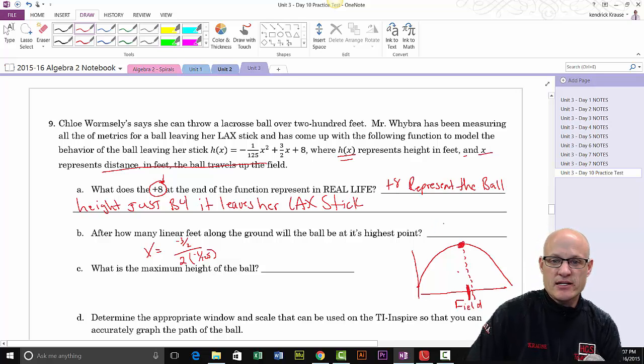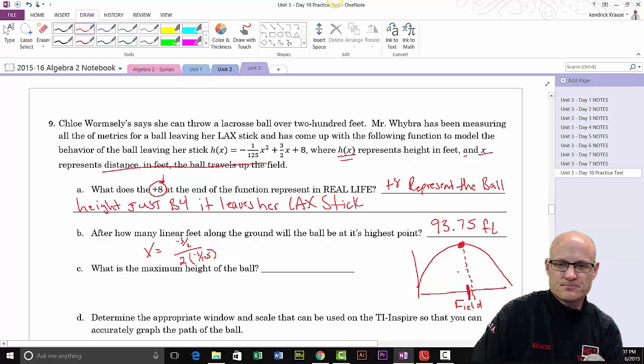So 93.75 feet. Is that feet? Feet. At its halfway point. Now, it's not quite the halfway point, because remember, it started 8 feet in the air.